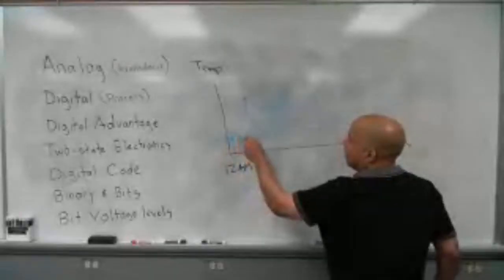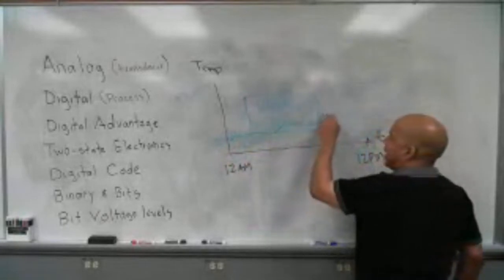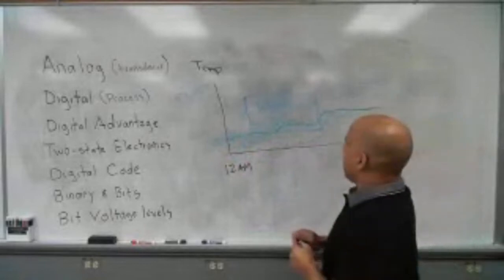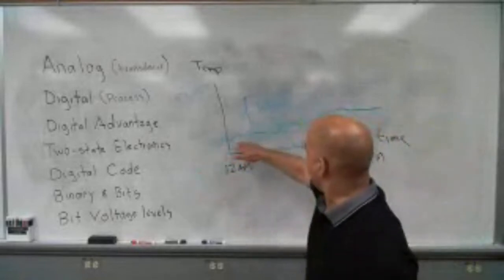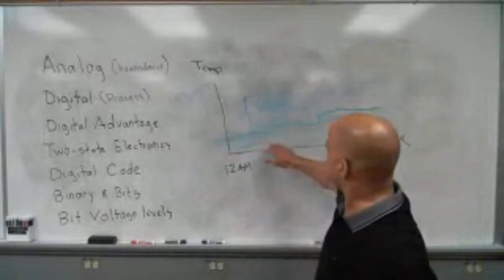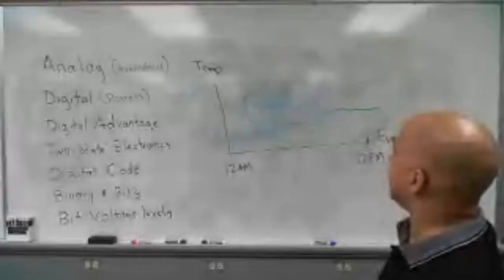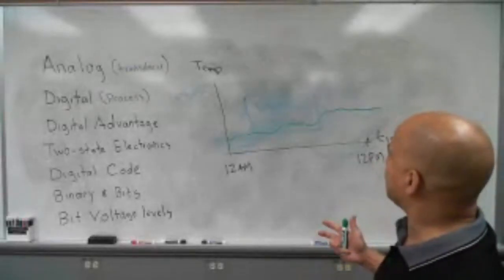So maybe the temperature does something like this. It's low, and then it goes high, high. Maybe it does something like that. If you notice, I didn't lift my marker off the board when I made the graph. It's a continuous line. This is a representation of an analog quantity.